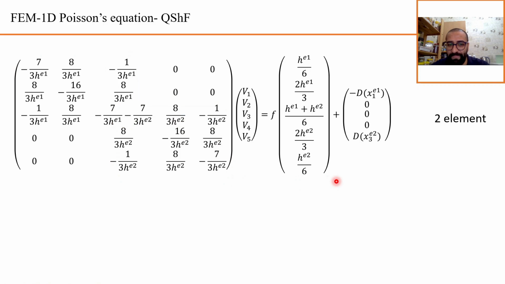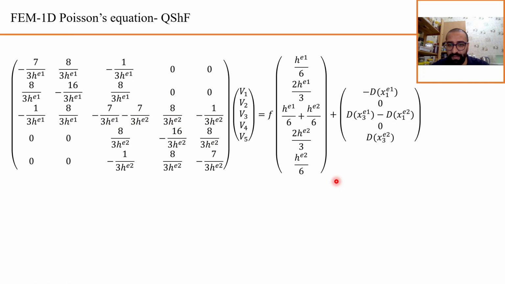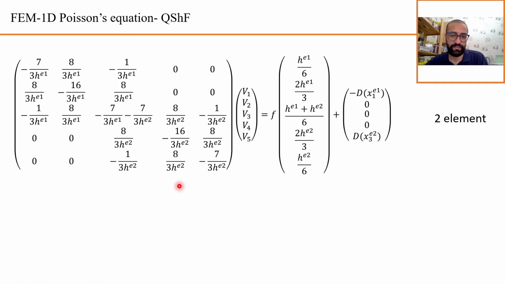I think I forgot to say that here we have a term of D at the position of x3 of element 1 minus D at the position of x1 on element 2. This is the difference of the D vector at one element and at the second element at the common node. If there is no surface charge, we know that this D difference should be 0. Okay, therefore this is for two elements.